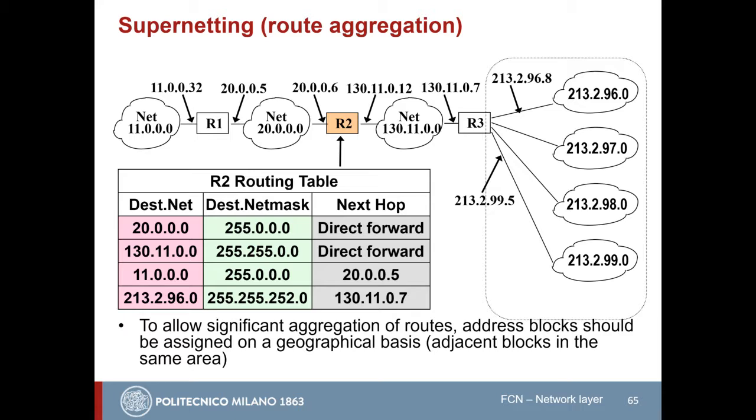So the condition is that address blocks should be adjacent, and in order to favor this, of course, the policy of allocation or distribution of address blocks should match this rule. In fact, today address blocks are usually assigned on a geographical basis, so it's easier to have these aggregations of adjacent blocks that can be used in order to simplify the net mask.